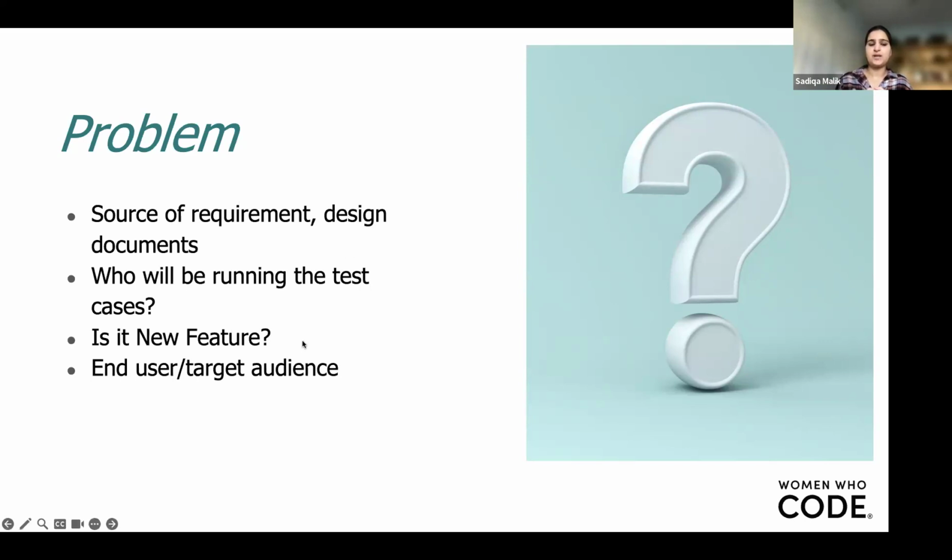Then moving on, under the problem again, the test case that you're going to write, is it for a new feature? Is it an existing feature that is being enhanced? If it's an existing feature that is being enhanced, then you need to go find the test cases that already exist. And do you need to modify them? Are they no longer valid? How is that going to work?